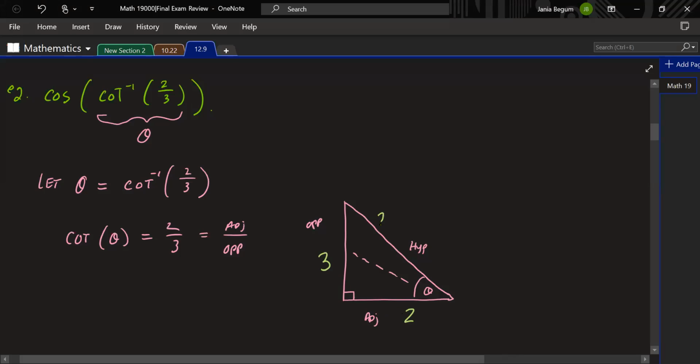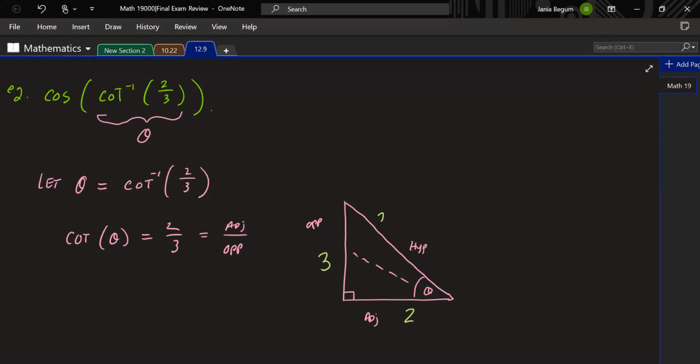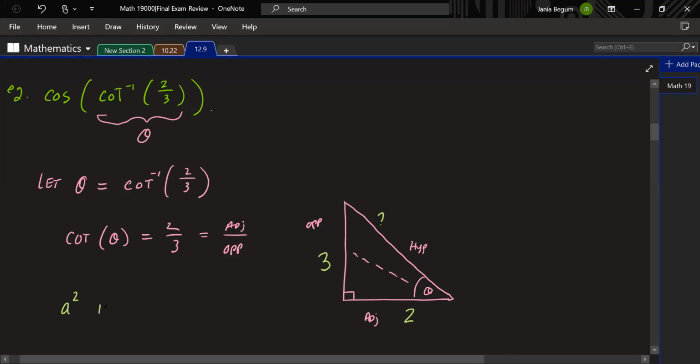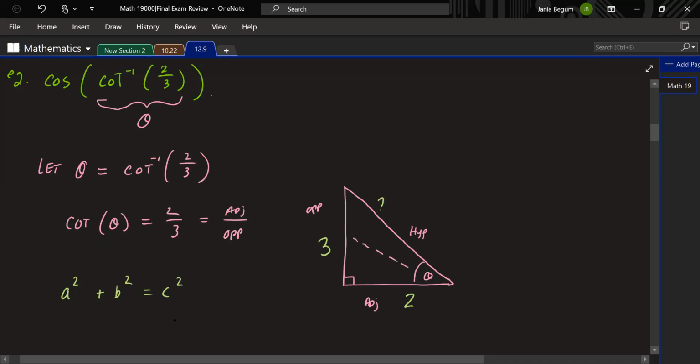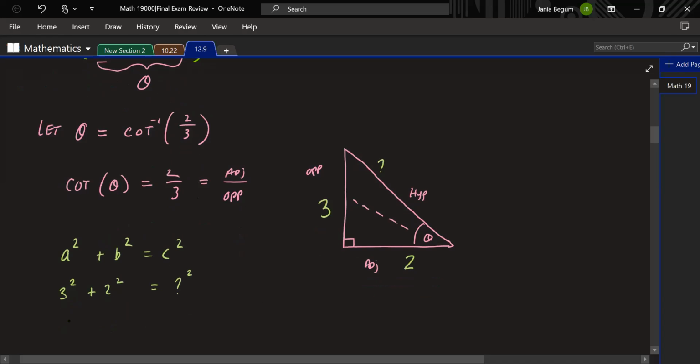So same idea, we're going to use Pythagorean's theorem to find the missing length. A squared plus B squared is equal to C squared. For this triangle, our question mark is the hypotenuse, so that's C squared, and we have the 2 legs, so I can label them either A or B. So let's just call this A squared and this B squared. So then we have 3 squared, that's 9, and then 2 squared, that's 4, is equal to question mark squared.